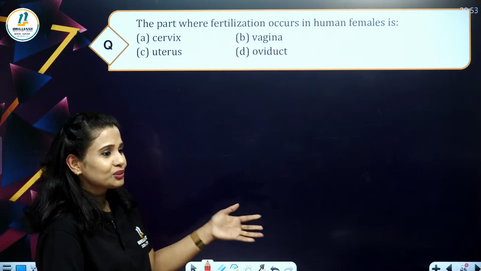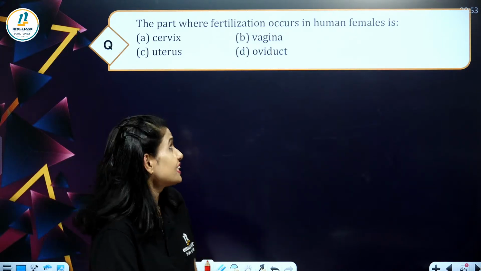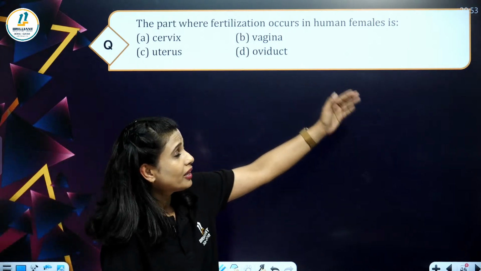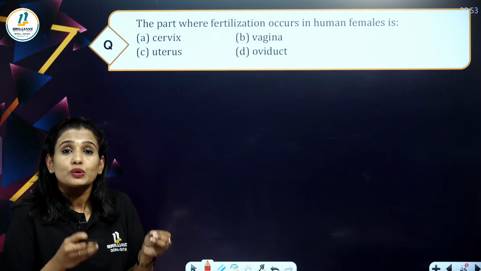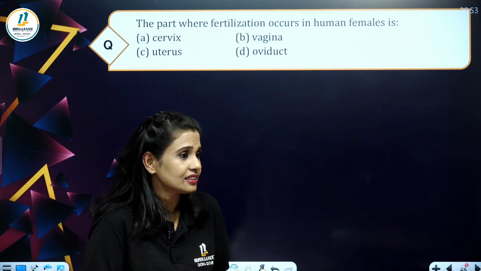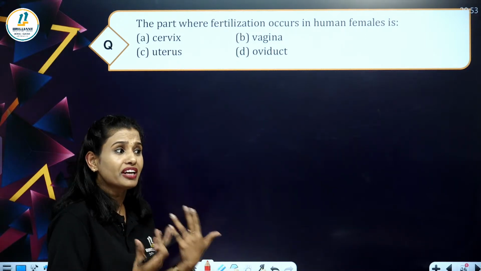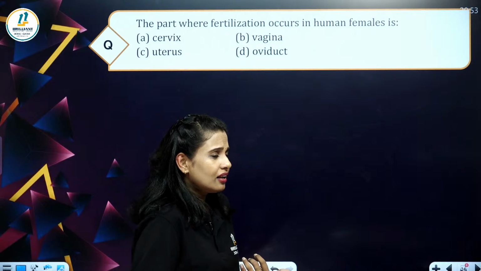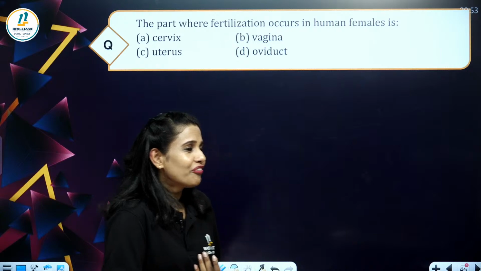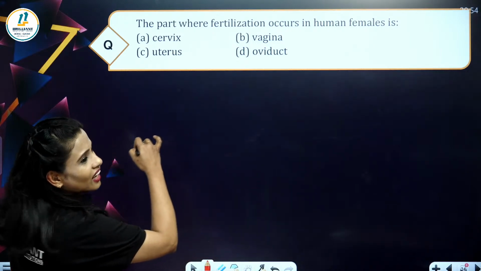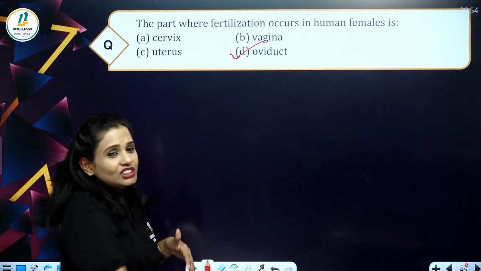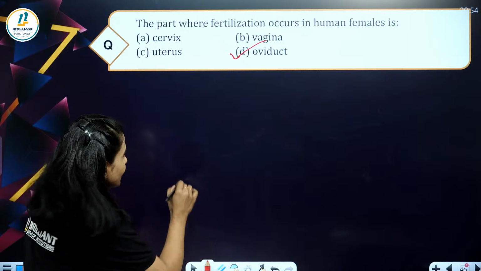Okay. So the next question. The part where fertilization occurs in human female is... Where does the fertilization occur? It is a very easy question, so comment it fast. Okay, where is it? The fertilization occurs in the oviduct.